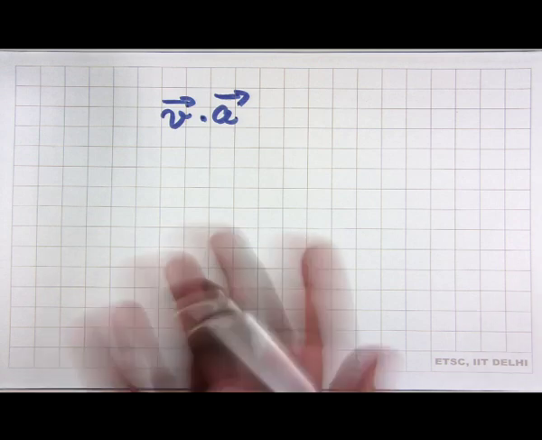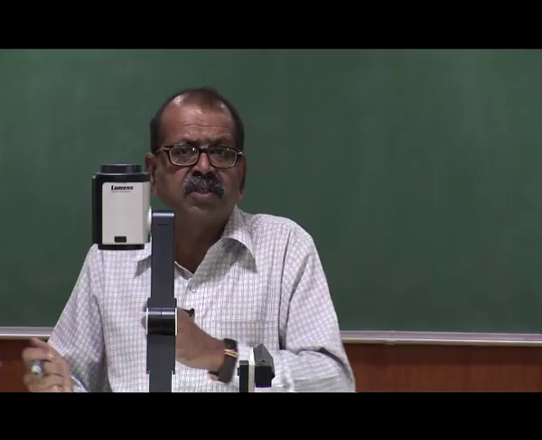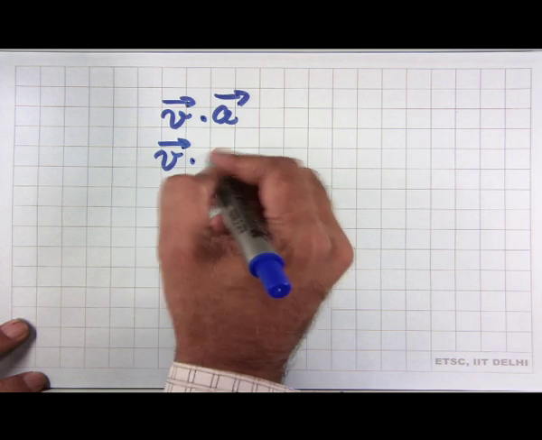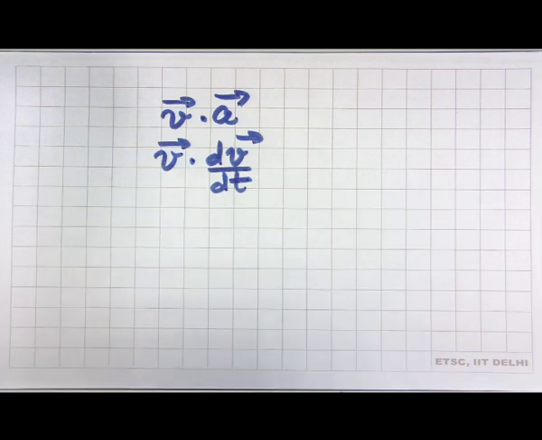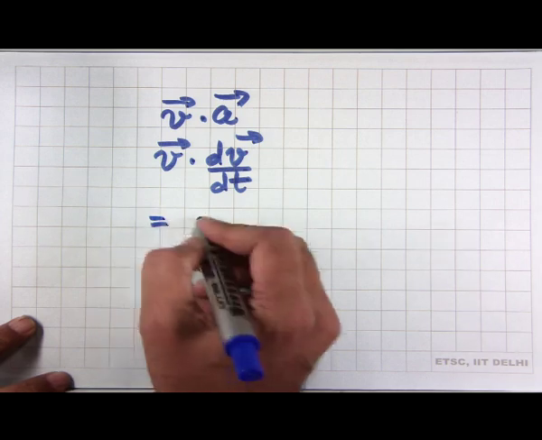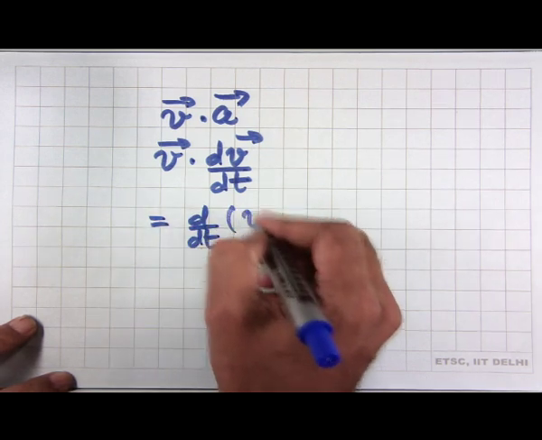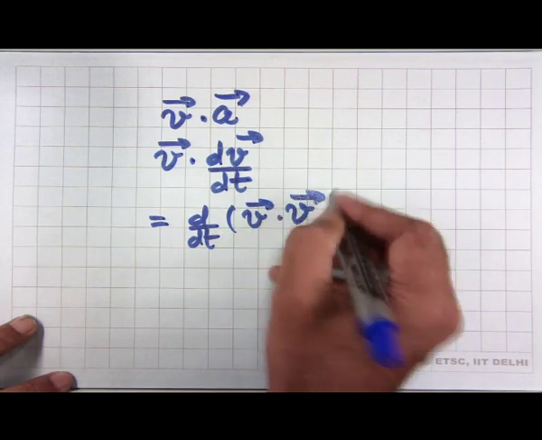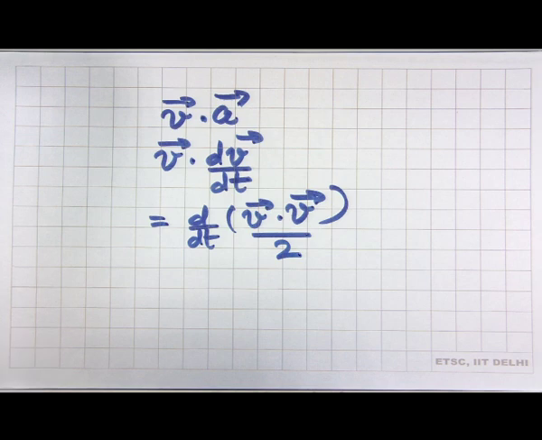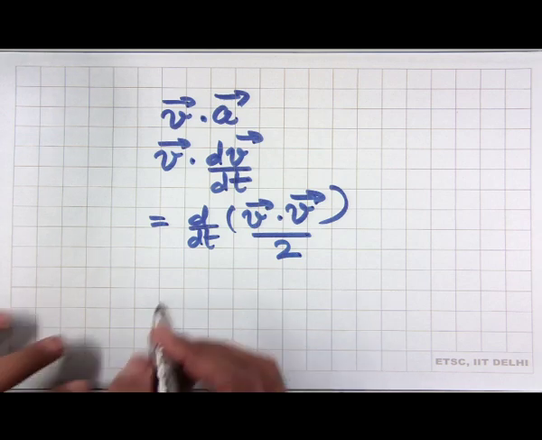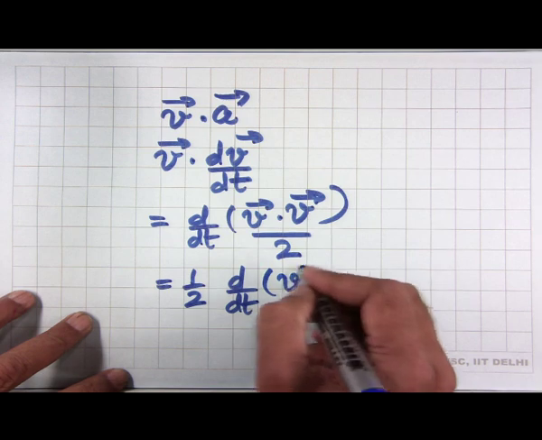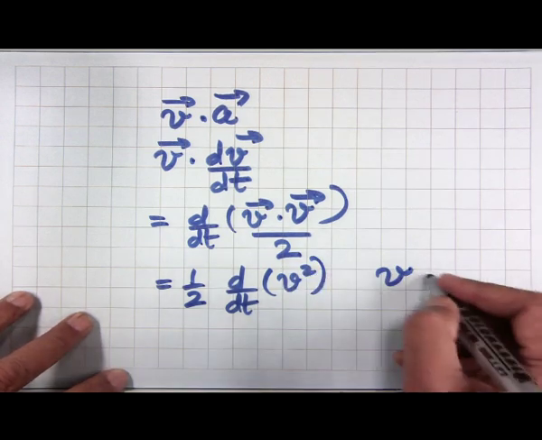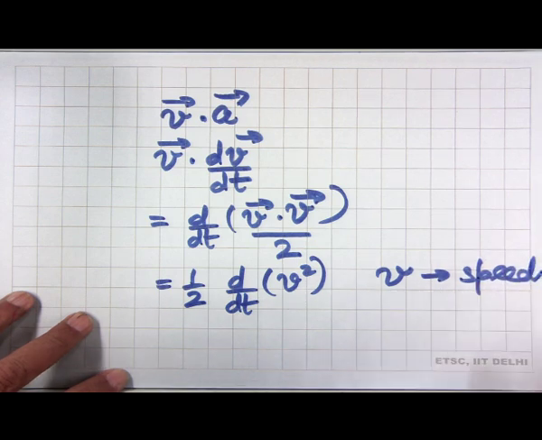Now, this looks like a very mathematical quantity, there is some velocity, there is some acceleration. But let us look at this. We can write this as v dotted with dv by dt, because acceleration is dv by dt, and this we can write as d by dt of v dotted with v divided by 2. So this will be equal to half times d by dt of v square, where v now is without the vector, therefore this is equal to speed.